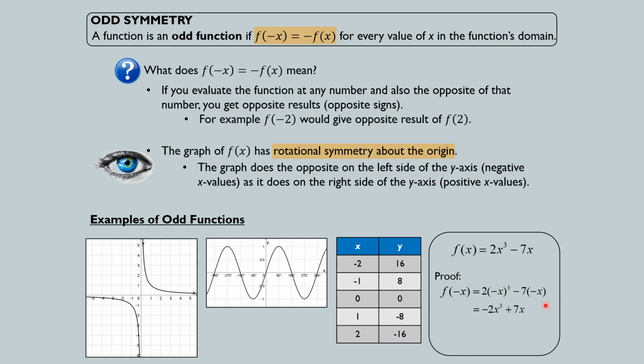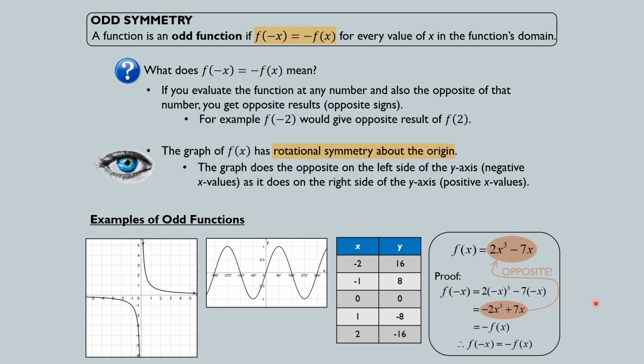Now take a look at that function. Is that the same as f at x? No, it's opposite. Notice that the opposite of 2x cubed is negative 2x cubed. The opposite of negative 7x, or minus 7x, is plus 7x. These are opposites, which means if you use an x value and its opposite, you will get results that are opposite. And that is what it means to be an odd function. So f at negative x does not equal f at x. It equals the opposite of f at x. All right, so we have an odd function there.